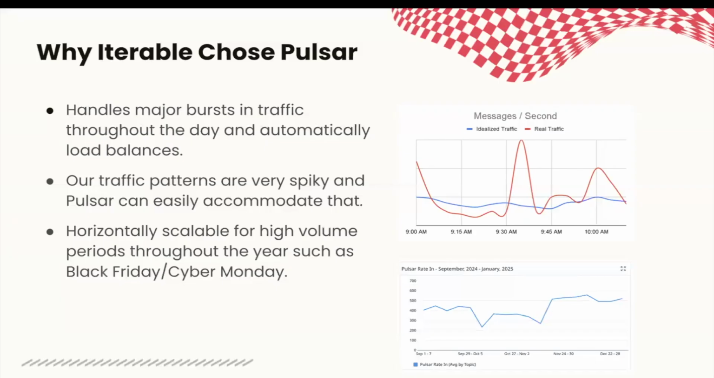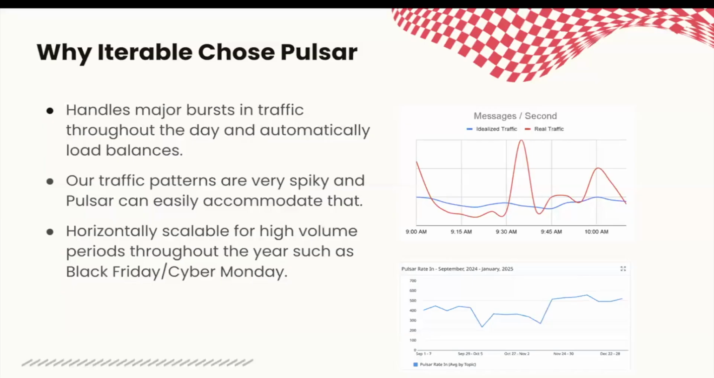In addition to the daily spikes, the graph at the bottom is showing the Pulsar rate in for a period of a few months between September and January this past year, just to illustrate how the volume that comes in per topic, or in total, gets significantly higher throughout the holiday season, starting around early to middle of November, leading up to Black Friday, and continuing through Christmas. A lot of our customers are selling things, and that's a very high volume time for them, and therefore a very high volume time for us.